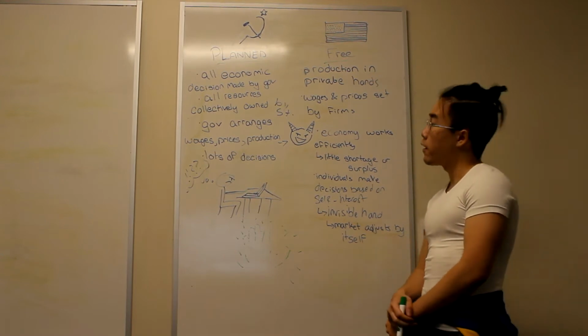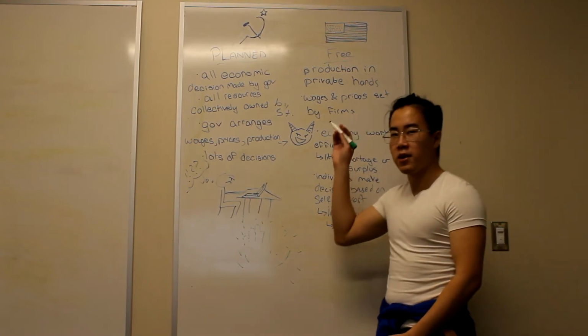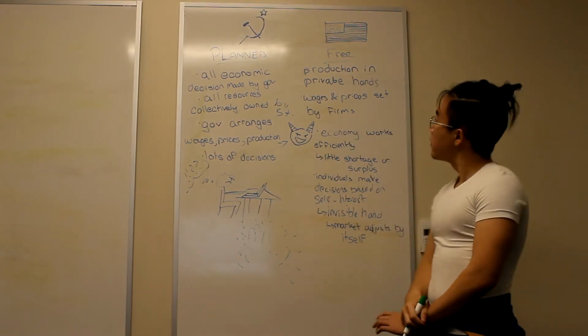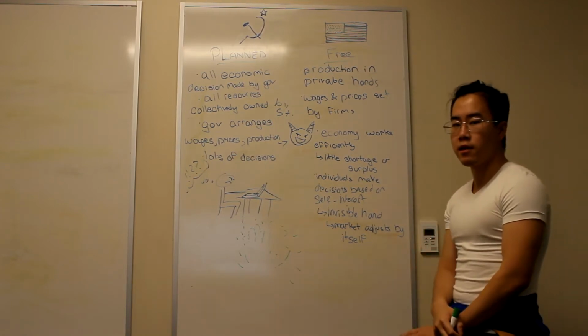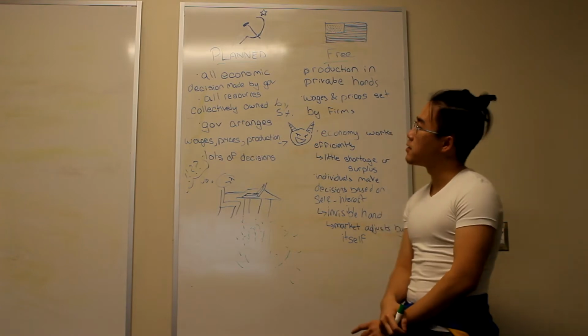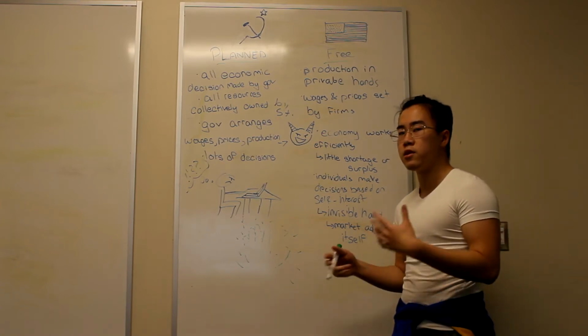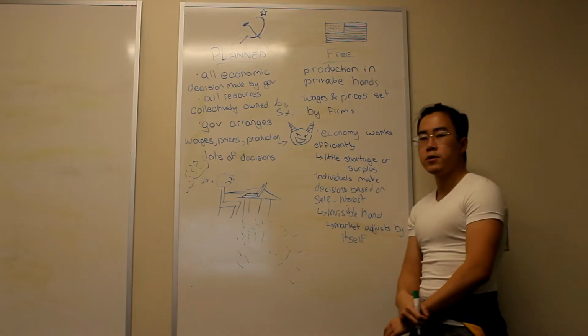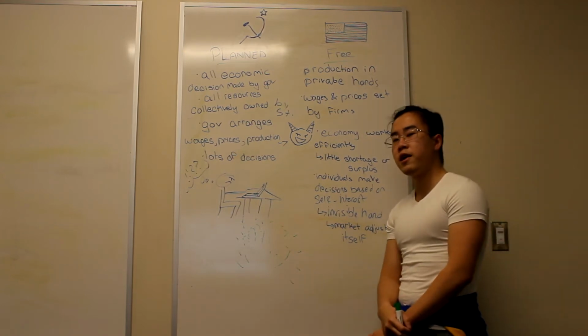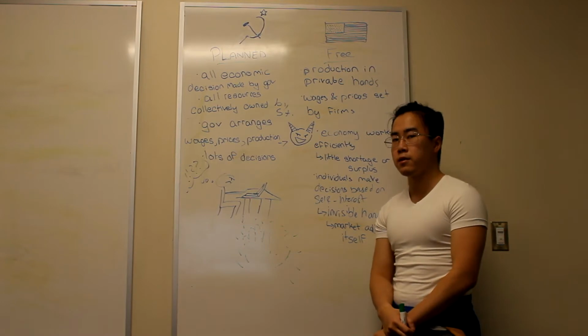In free economies, it heavily contrasts the planned economies. In free economies, production is placed in the private hands, and wages and prices are set by the firms, in comparison to planned, where all the decisions are made by the state or the government. As a result, economies are much more efficient and there's little shortage or surplus.